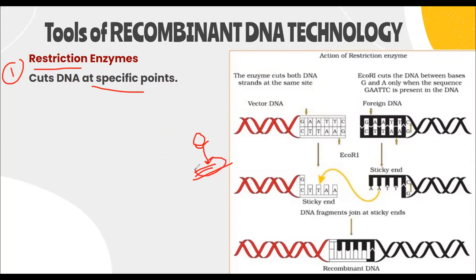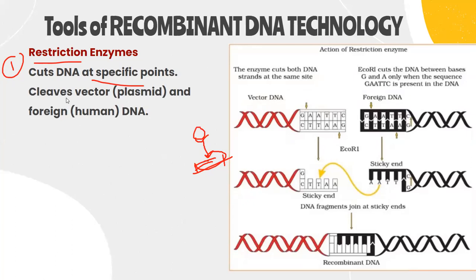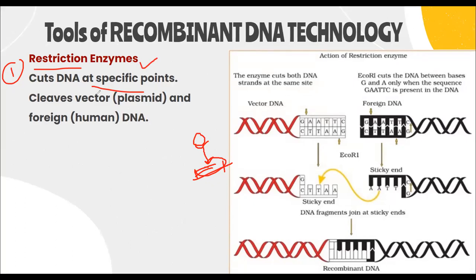So it will restrict itself to this specific binding, and it will bring about a cut in the DNA. Yes, so it cuts at a specific point. Then it also cuts vector and foreign DNA. This restriction enzyme has the property of cutting any type of DNA, either of foreign origin, or sorry, human origin, or any plasmid origin. Plasmids mean those extra chromosomal DNA which are generally found in bacteria. So they have this property of cutting this diverse amount of DNA.